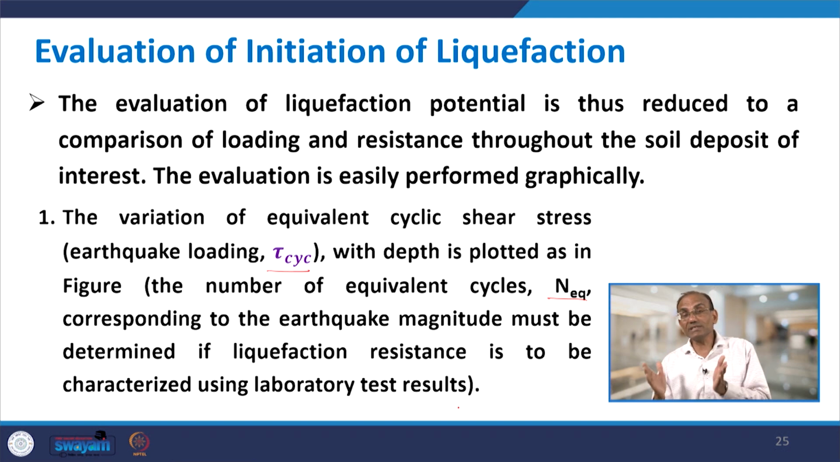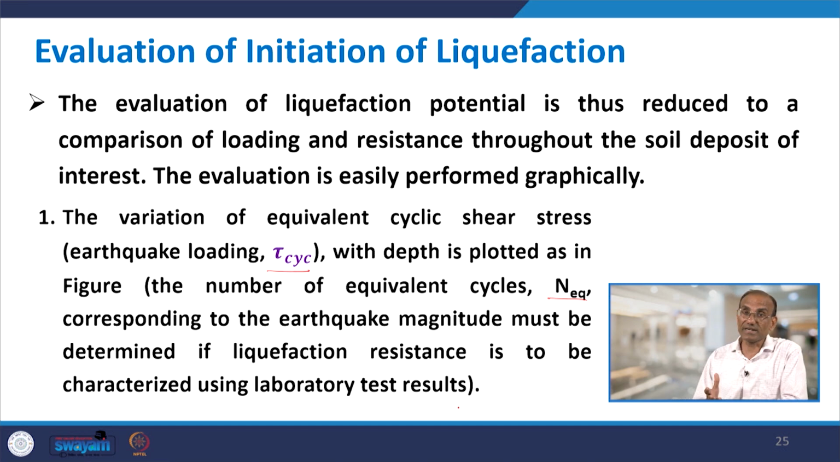But if you are using data from the field, then the number of cycles is not required, because you apply a correction factor called MSF, the magnitude scaling factor. CRR 7.5 multiplied by MSF gives you the value of CRR for other magnitudes of earthquake. So, there are different philosophies. We use the number of cycles with laboratory data, but we use MSF when liquefaction resistance is found from field or in situ test data.